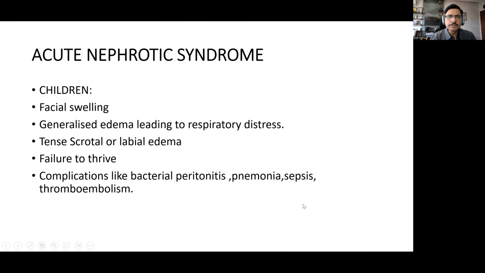Acute nephrotic syndrome. In the children population, they present with facial swelling and generalized edema, which if severe leads to respiratory distress, and then scrotal or labial edema. There is failure to thrive, and certain complications like bacterial peritonitis, pneumonia, sepsis, and thromboembolism.